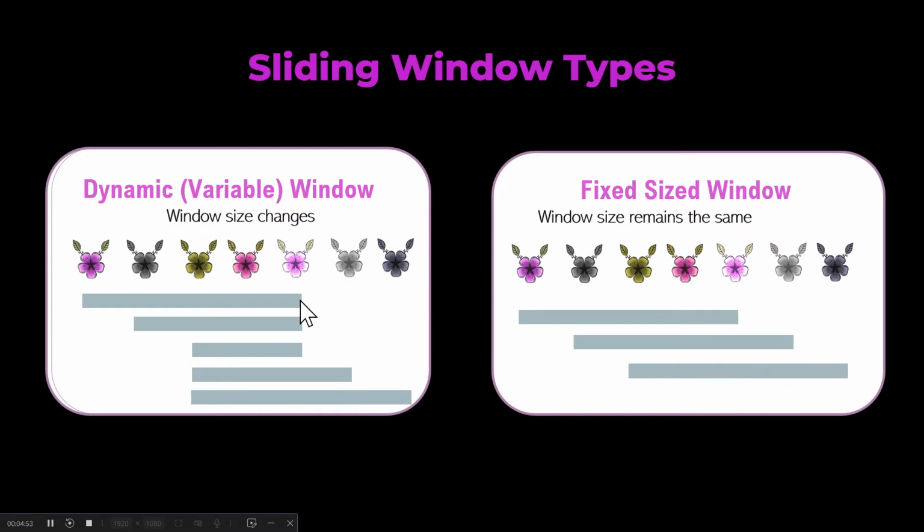Right part can be increasing, left part can be shrinking, like that. So this type of window is the dynamic variable size window. And we also have another sliding window type, where the size is the same. When we move the window left and right, we move the whole window. The size is exactly the same. So in this problem, we are going to use this dynamic variable size window approach.